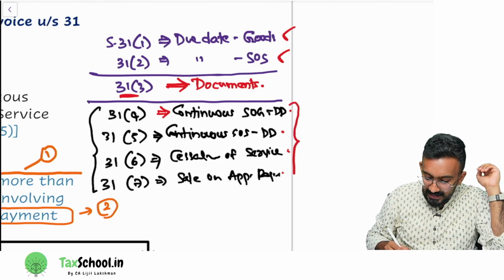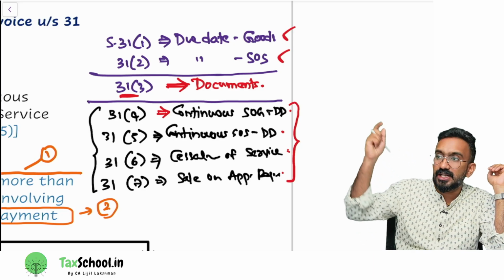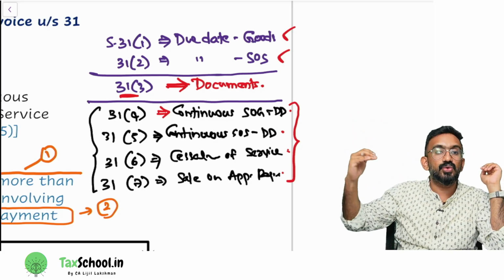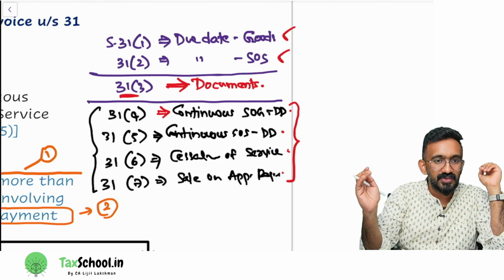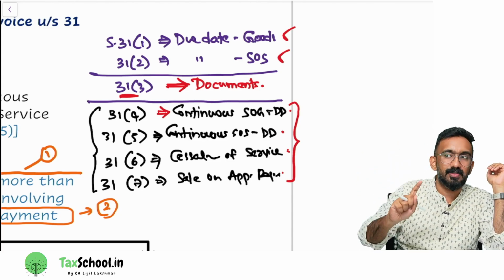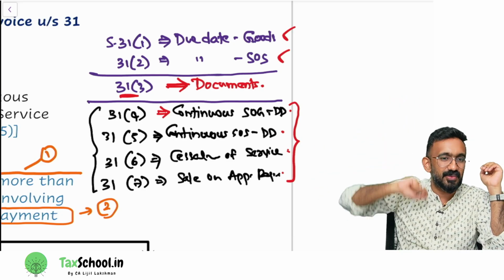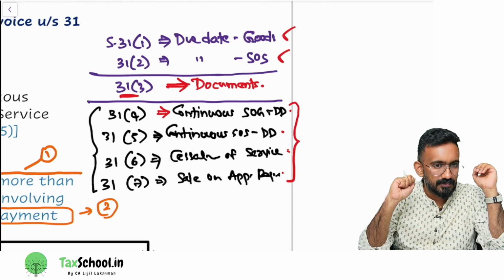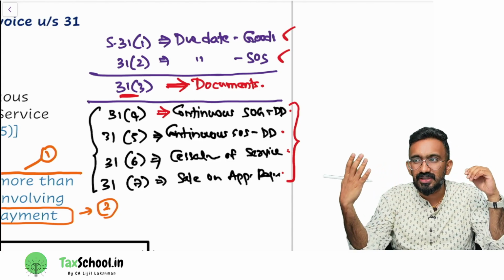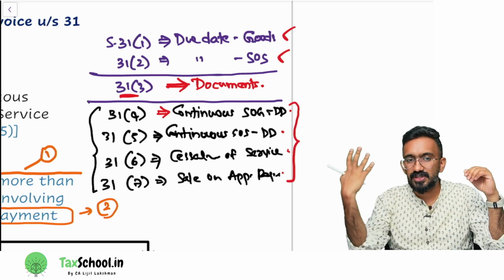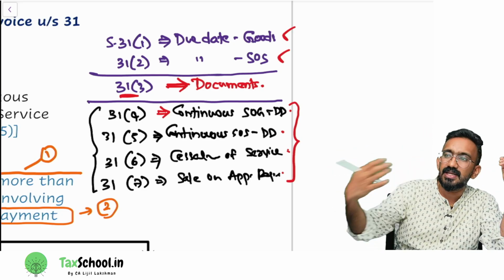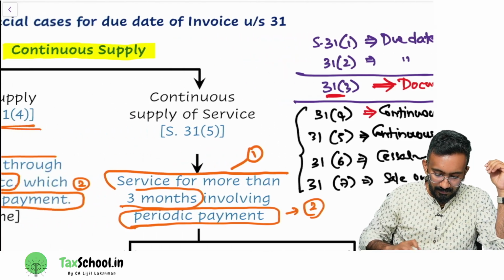They are saying that in these special cases, my original due date in 31.1 and 31.2 will not be applicable. So if you are determining time of supply, I should compare this due date with the actual date of invoice and then determine what is the time of supply. They occasionally ask questions on 31.4, 5, 6, 7. Even though it's an invoice chapter, the best place to learn this is the time of supply chapter.